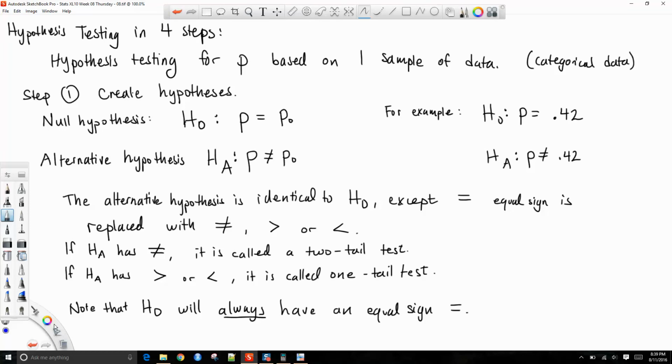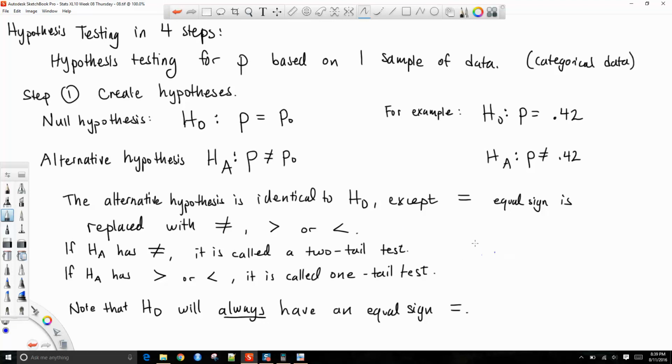Regarding the last part, when it says that it's going to always have an equal sign. Yes. Meaning it's going to be P is equal to some number. The null hypothesis will never say P is greater than a number or P is less than some number. The null hypothesis will always say P is equal to some number. Okay. But you said that equal is replaced with not equal or greater or... For the alternative hypothesis. The alternative hypothesis is identical to the null, except the equal sign has been replaced with something else. Okay?